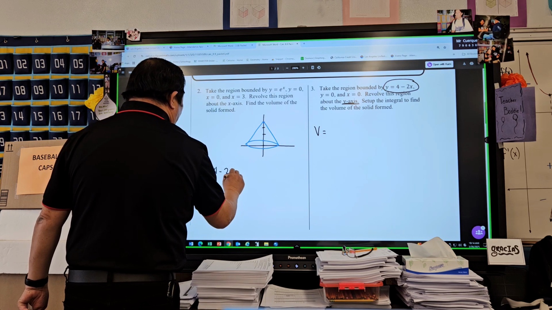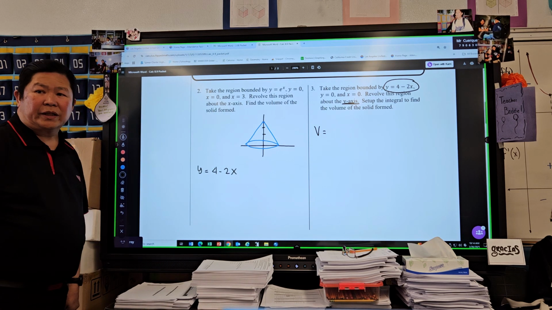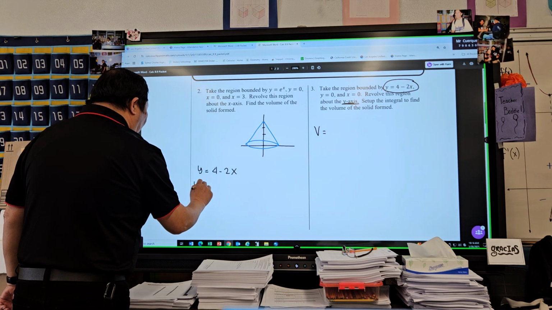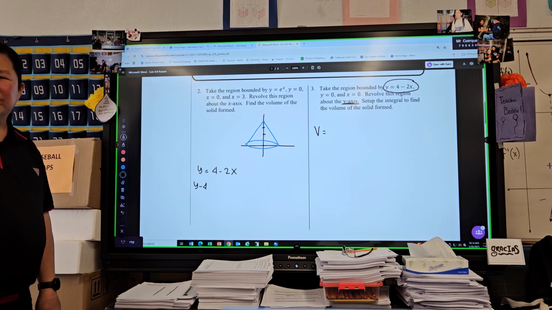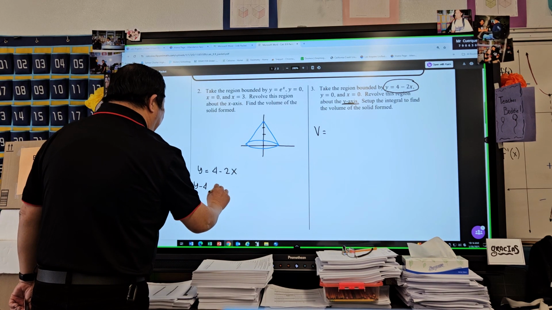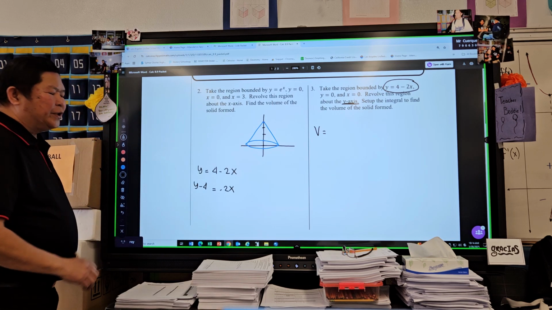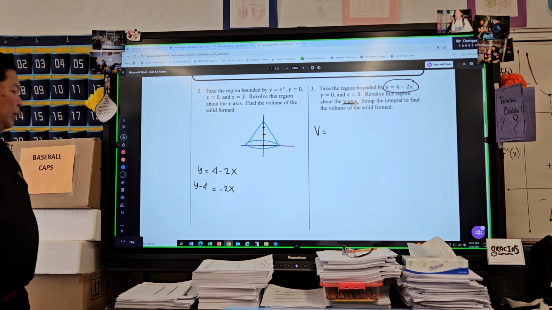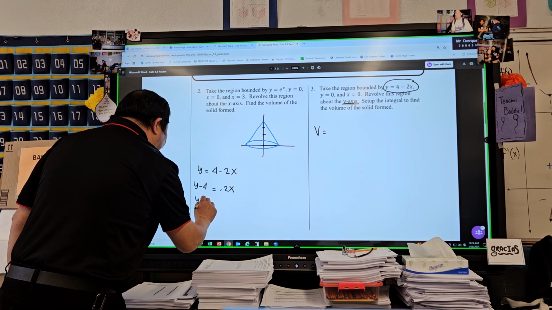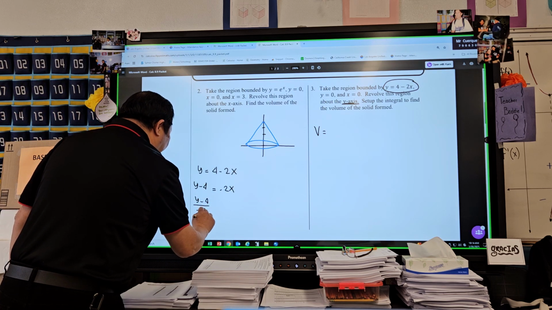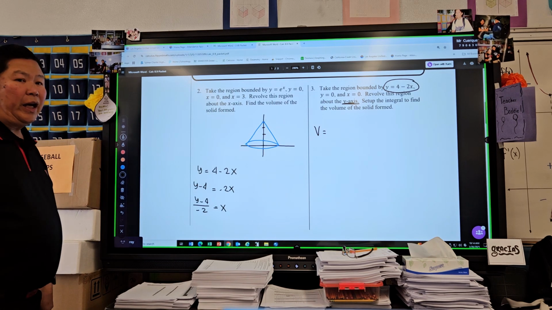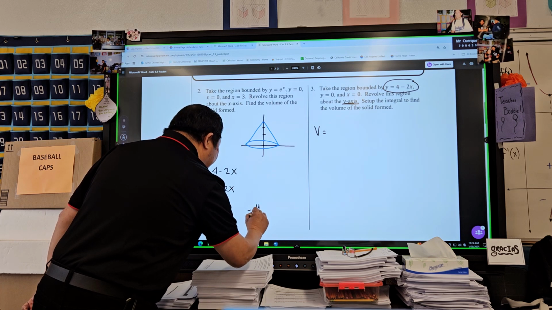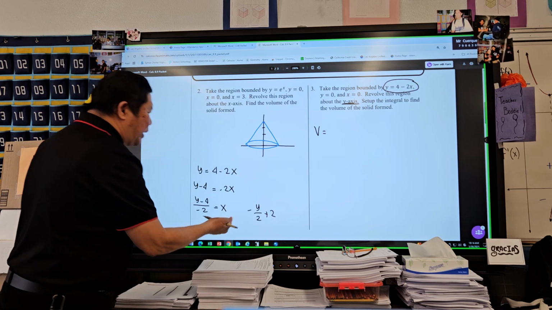So from y equals 4 minus 2x, what we do is solve this in terms of x. So this means y minus 4, I have to subtract both sides by 4, is equal to negative 2x. Okay, that's the first thing that we do. Next is to divide by negative 2. So y minus 4 over negative 2 is equal to x. That means we have negative y over 2 plus 2.